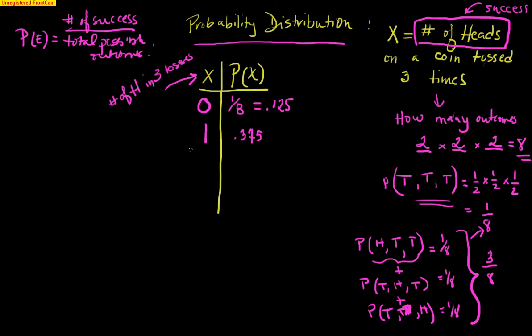Okay. So that's all this means, is that the probability of getting 1 head is 0.375. That's all a probability distribution is. It's just a table of the probabilities where you're listing everything that can possibly happen.